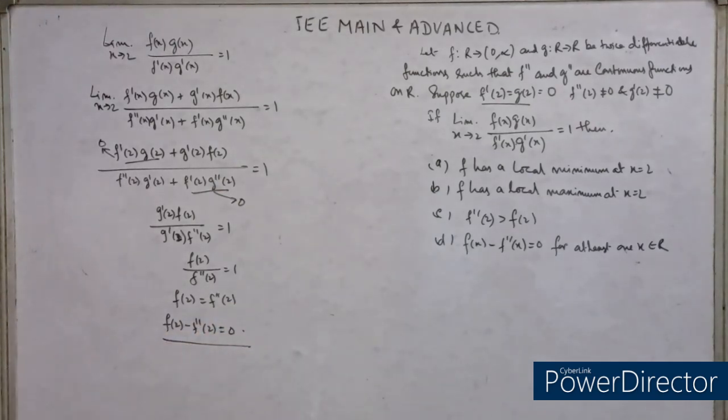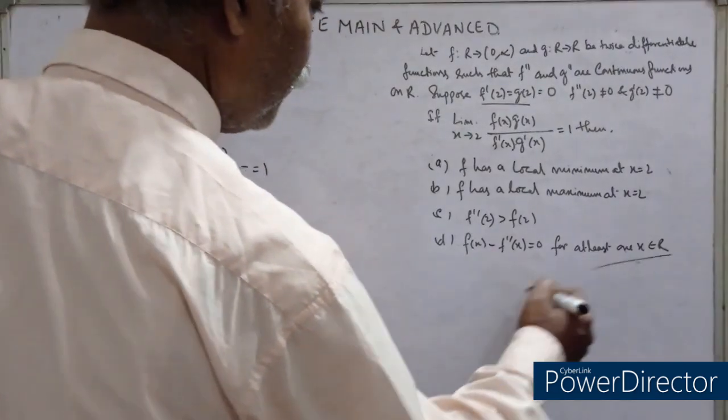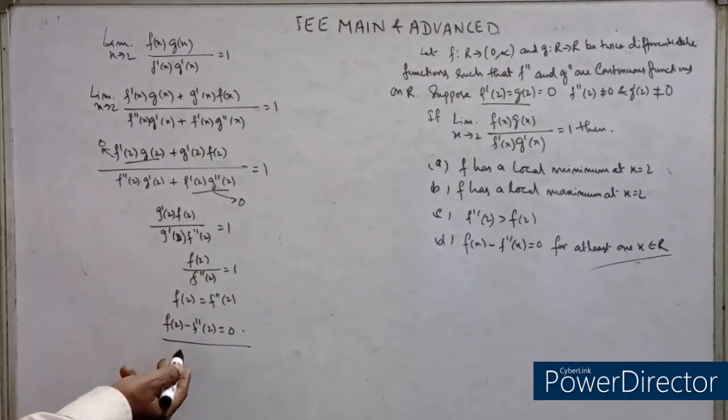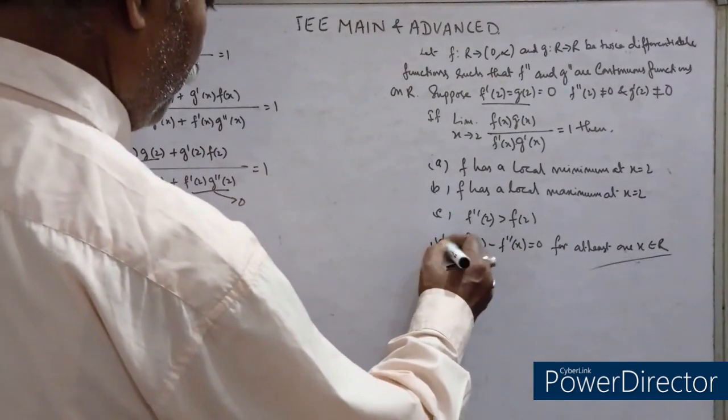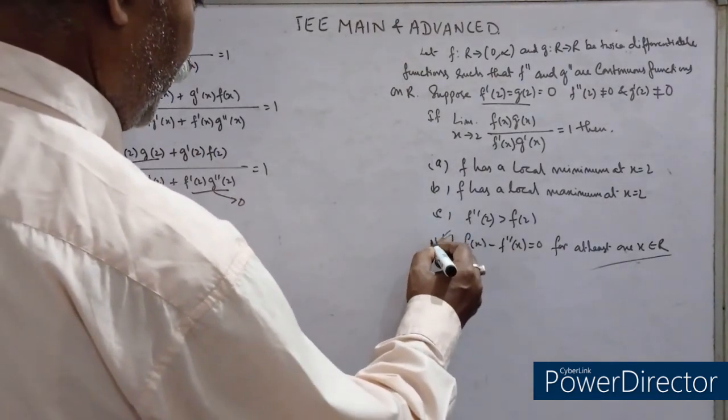So for at least one x belongs to real number, for 2 I have got this. So your this option is correct. So your D option is correct.